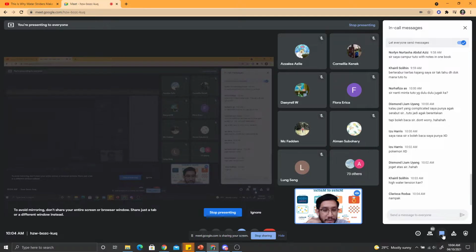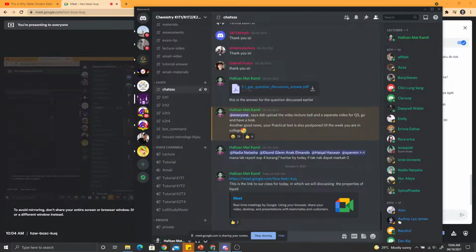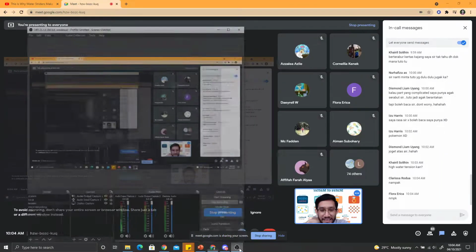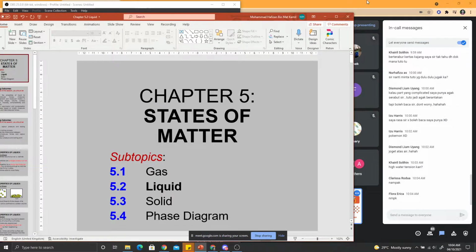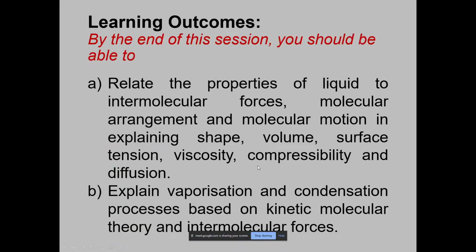Yes, kita akan tengok pasal water tension. So kenapalah air ni tension? Kenapa air ni tension? So there's a few properties yang kita akan bincang on liquids. So the first thing yang kita akan tengok is the learning objective of today's liquid.